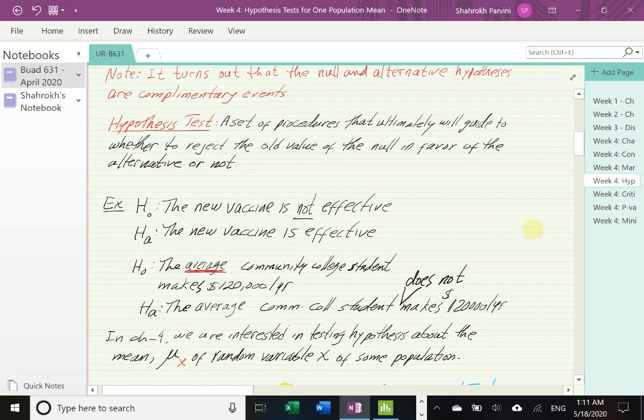Now, in this chapter 4 we are actually interested in testing hypotheses about the mean of the random variable x. Remember, the unknown center of the distribution of x.